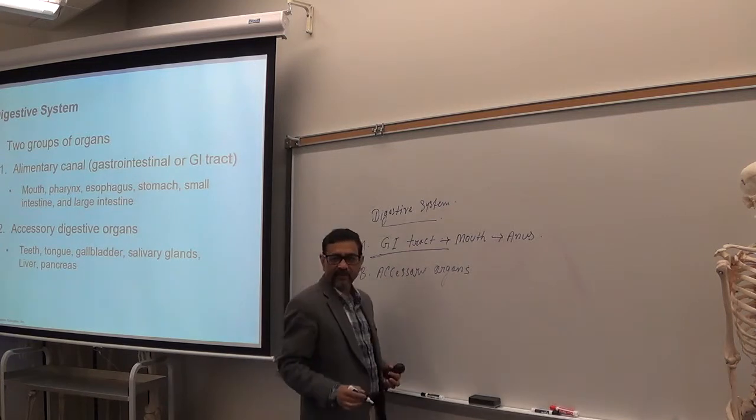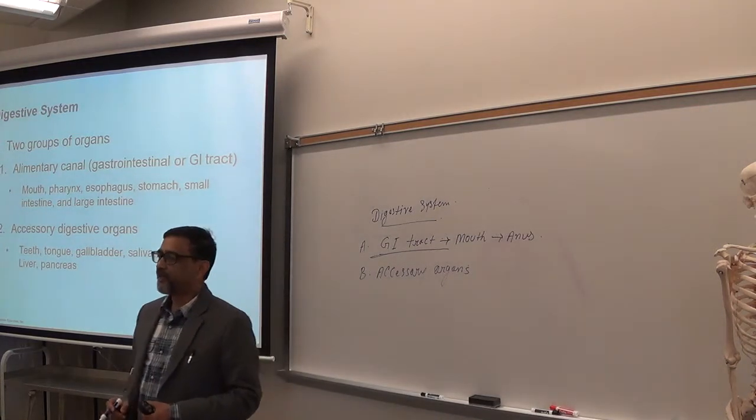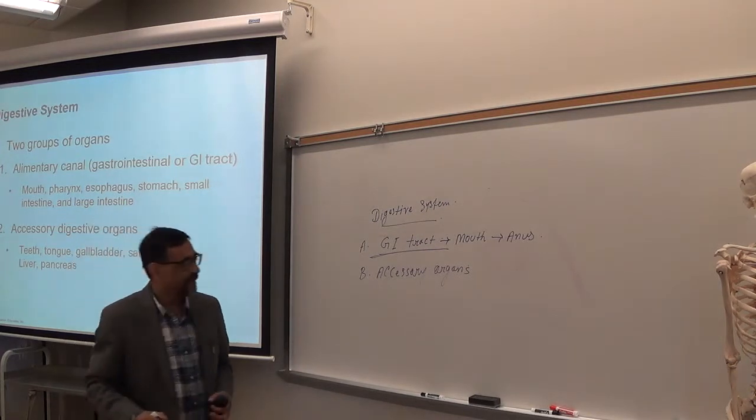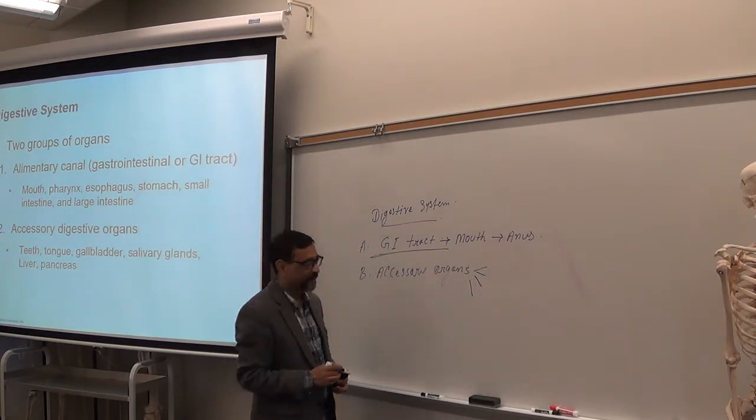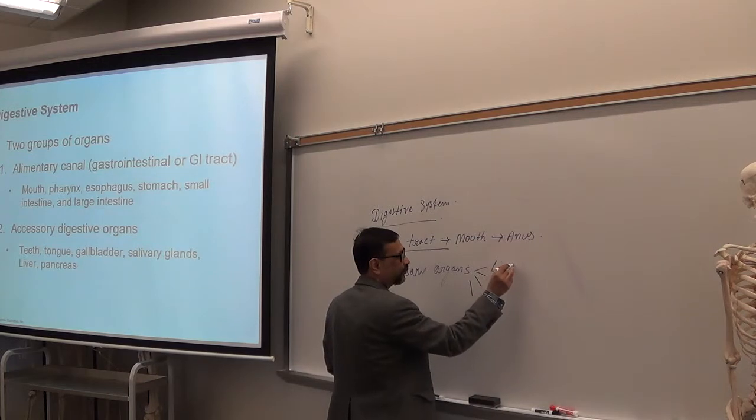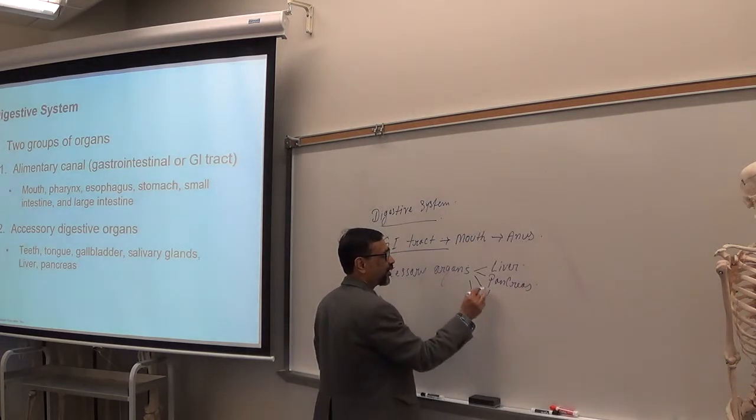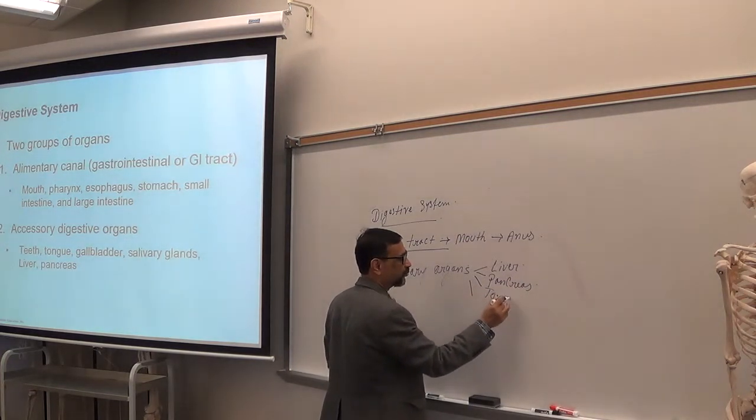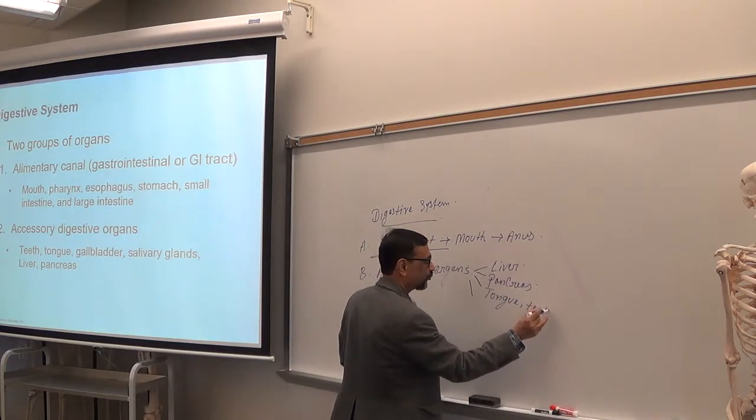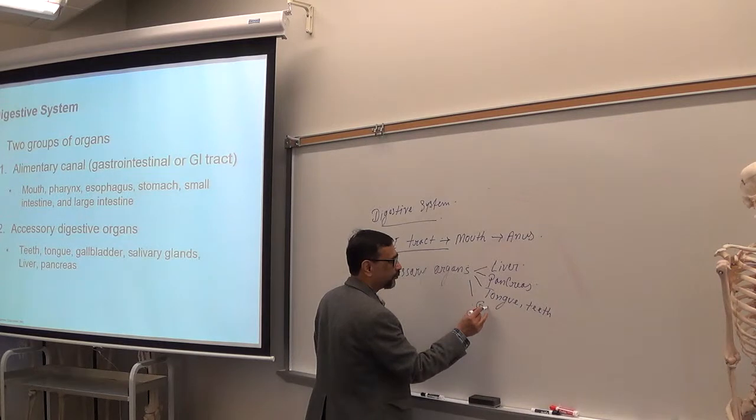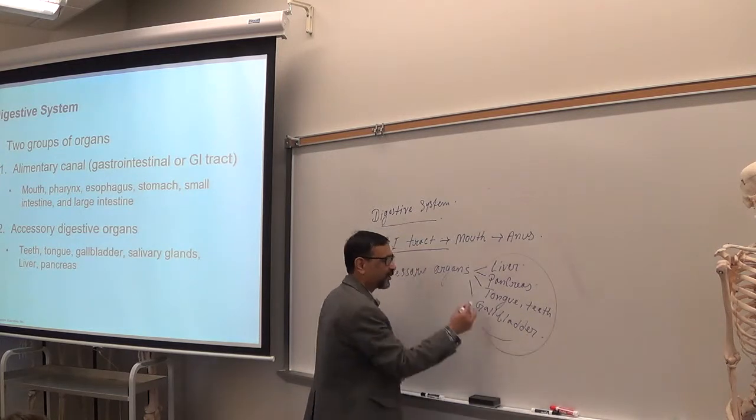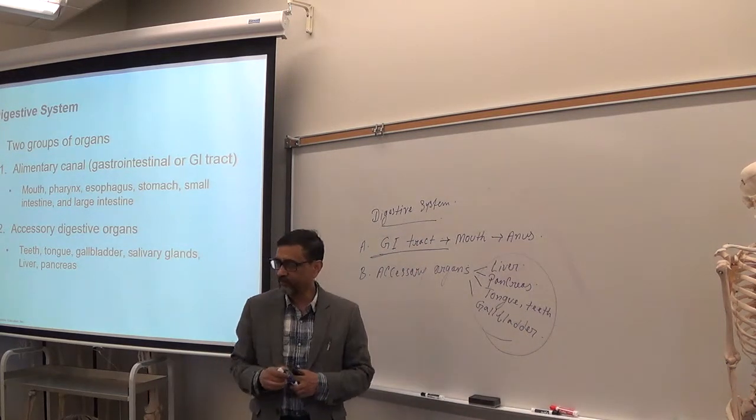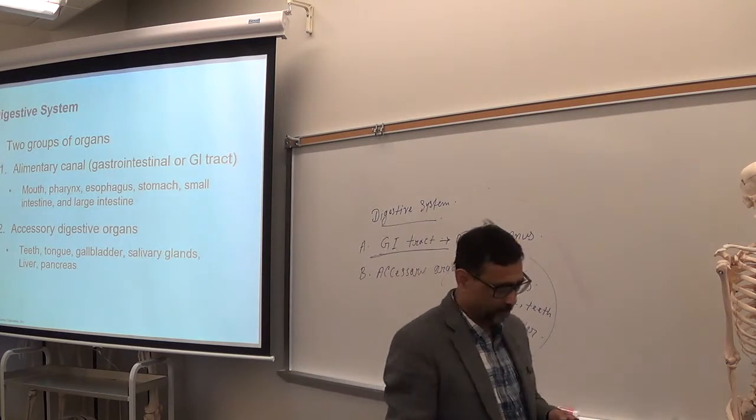Now, accessory organs are outside of that tube, but helping the functions of the digestive system: liver, pancreas, tongue, teeth, gallbladder. So those are the accessory structures or organs of your GI tract. Okay.